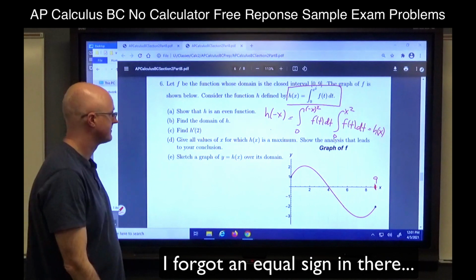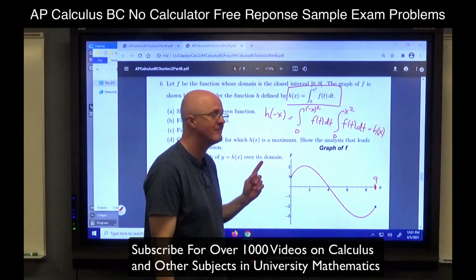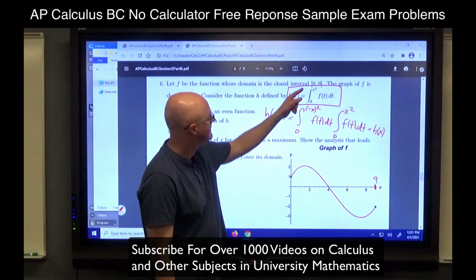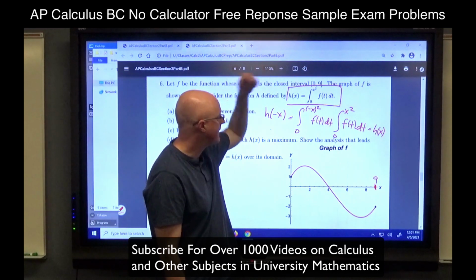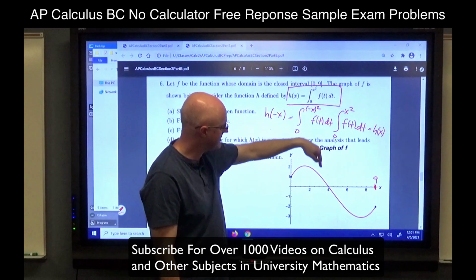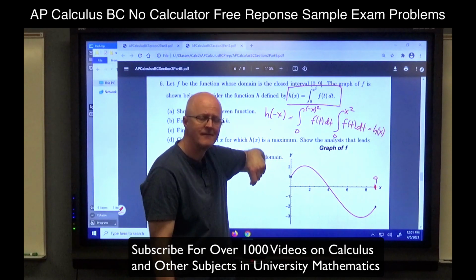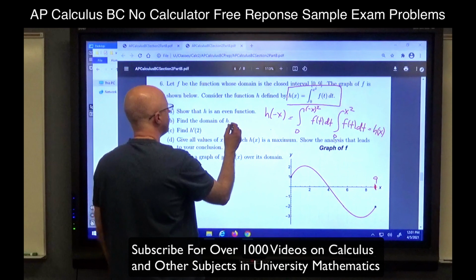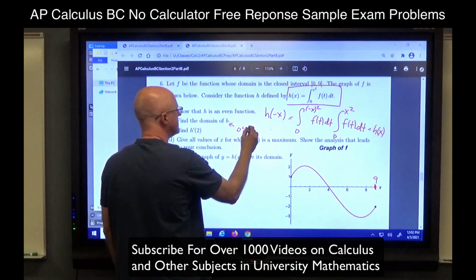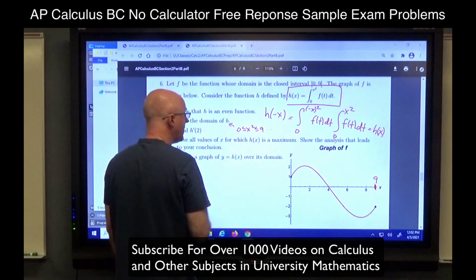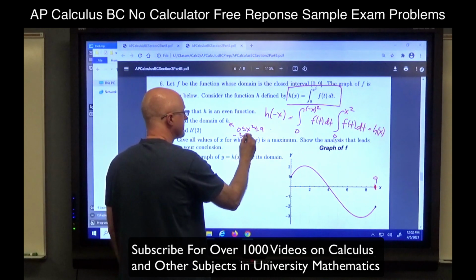What's the domain of h? The domain of f is 0 to 9. The formula for h does integrals from 0 to x squared. The only thing that works for x squared that is going to be related to this graph is when x squared is between 0 and 9. X squared is between 0 and 9. So what about x itself? Think carefully. That means x itself is between -3 and +3.